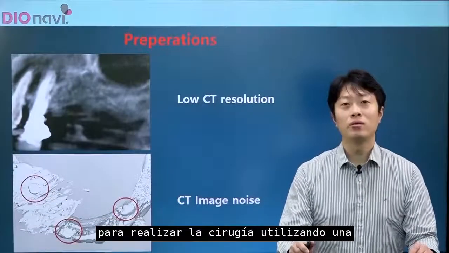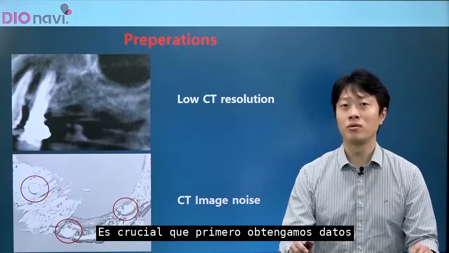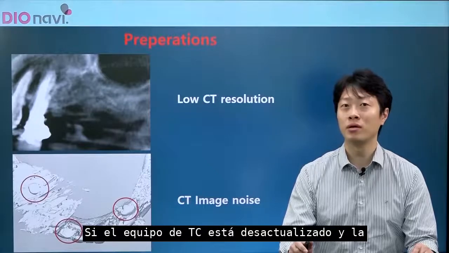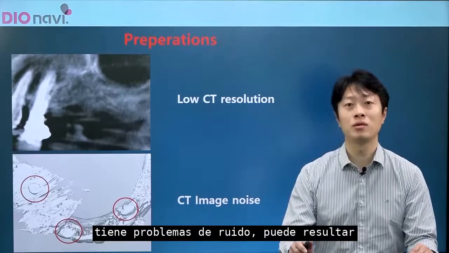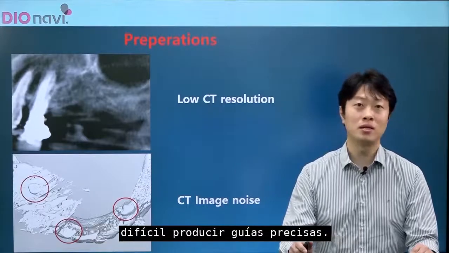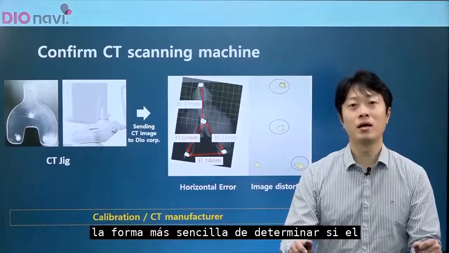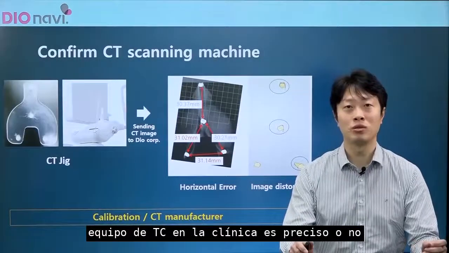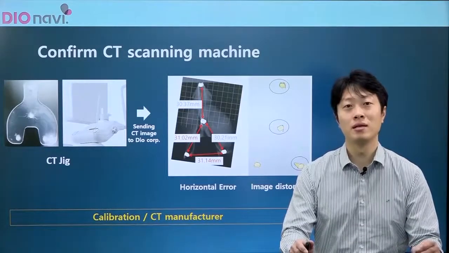To perform surgery using a DIOnavi guide, it is crucial that we obtain accurate CT data first. If the CT equipment is outdated and the resolution is significantly degraded, or it has noise issues, producing precise guides may be difficult. The easiest way to determine if the CT equipment in the clinic is accurate or not outdated is to use a CT jig.